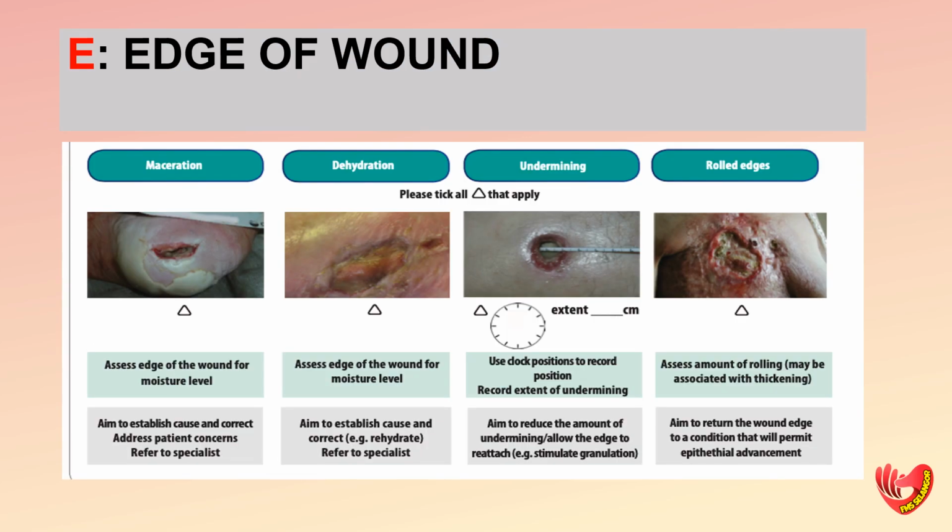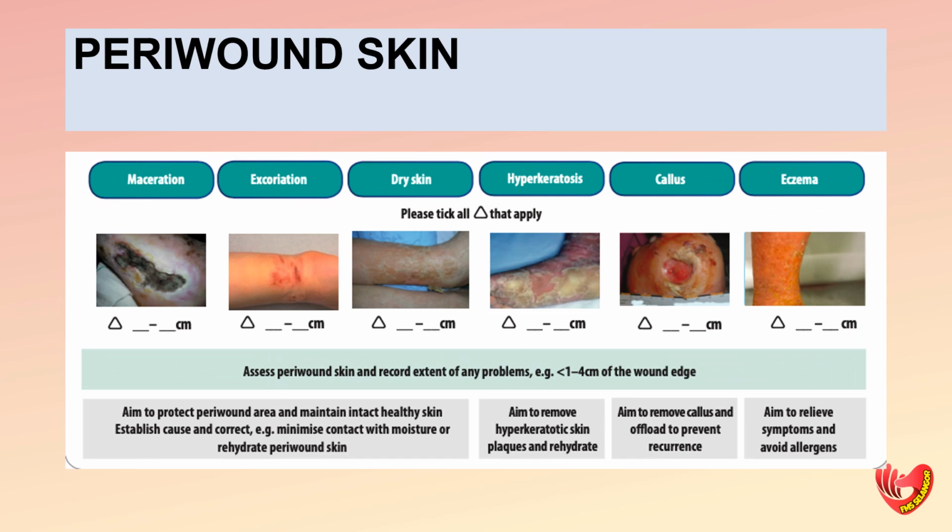Images in the next slide show different types of wound edges. For example, maceration edges, dehydration, undermining, and rolled edges. We need to assess the edge of the wound for its moisture level and record if there is any extent of undermining or tunneling. Then aim to establish the cause and correct the condition that will permit epithelial advancement.